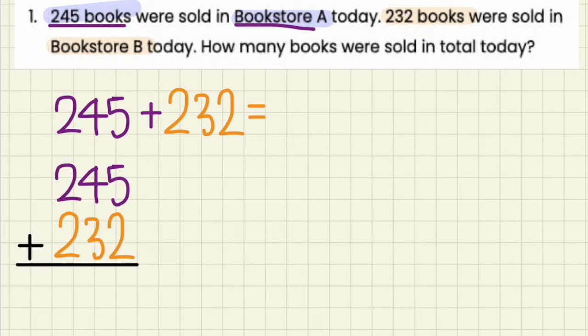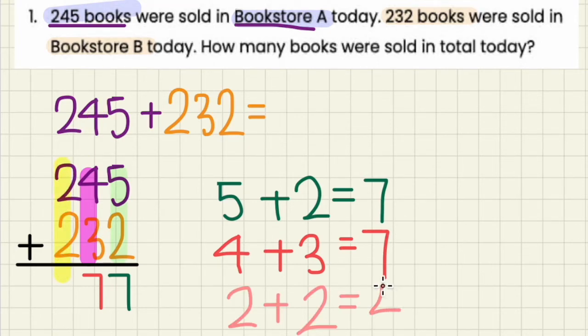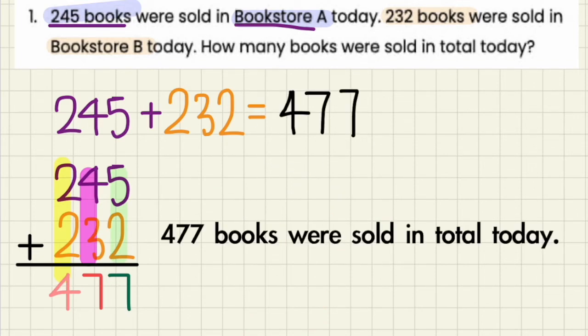Again, let's write that in the vertical form and let's add the ones place first. Do you know what 5 plus 2 is? That's right, it's 7. So let's write 7 down. And we can now move on to adding the tens place together. So numbers 4 plus 3. That would also equal 7. So let's write that down. We only have the hundreds place left. What is 2 plus 2? That's right, it's 4. So our final answer to this question, 245 plus 232, is 477. And to answer that in a full sentence, we would write 477 books were sold in total today.